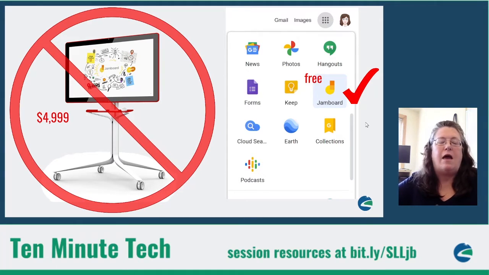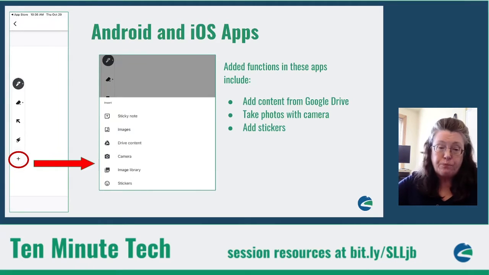There is an interactive whiteboard which Google makes, which is called the Jamboard, and it is $4,999. It is a lovely interactive whiteboard, but that's not what we're talking about in this session. Instead, we're talking about the free Jamboard, which is an app that you can find from your 9-dot waffle menu on any of your Google product pages. It is also an app for Android and iOS devices.